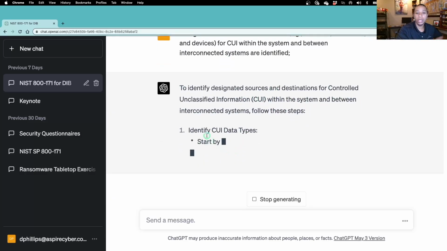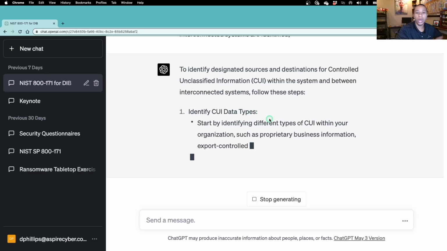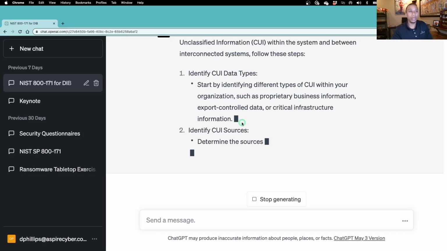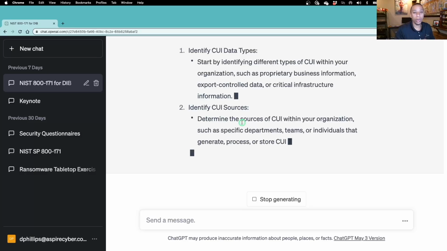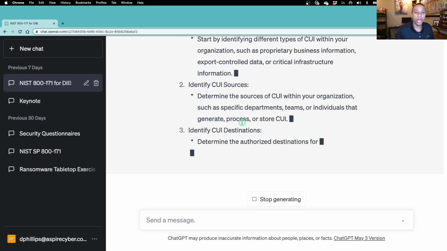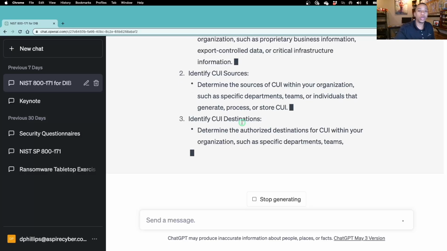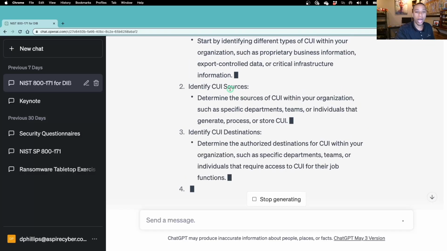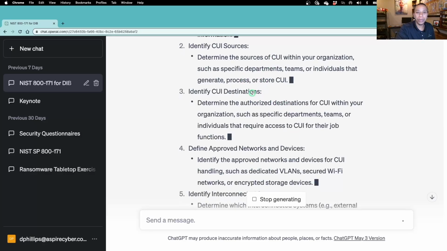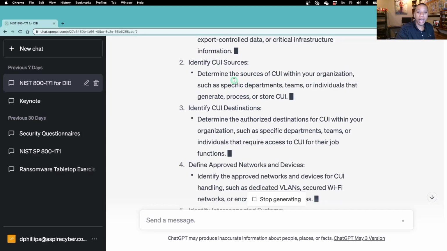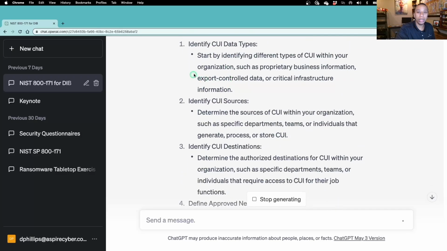To identify, we need to make sure that we identify the CUI data types. This is one big challenge that a lot of defense contractors run into. When I'm working with defense contractors as clients, they really struggle with identifying the CUI and labeling it, because a lot of times when it's coming from their prime or the government, it is not labeled. That is a big struggle for a lot of contractors in the DIB. But we need to be able to identify the data types of CUI.